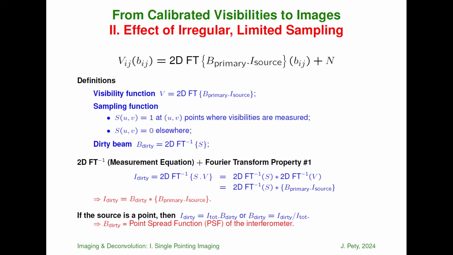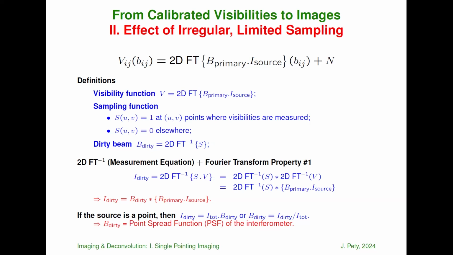Let's try to understand what the convolution by the dirty beam is. What does it mean, convolving by the dirty beam? In order to do this, we will try to compute the point spread function of the instrument. The point spread function is the response of the instrument, of the interferometer, to a point source. Okay, let's take a point source of total intensity that is located at the phase center, in the direction you're observing with the antenna.